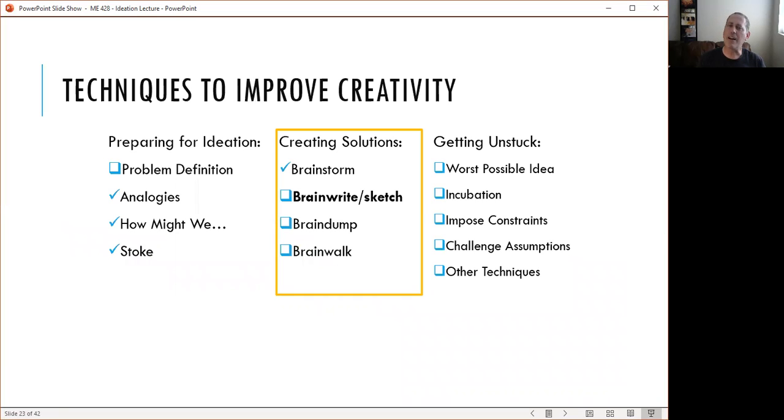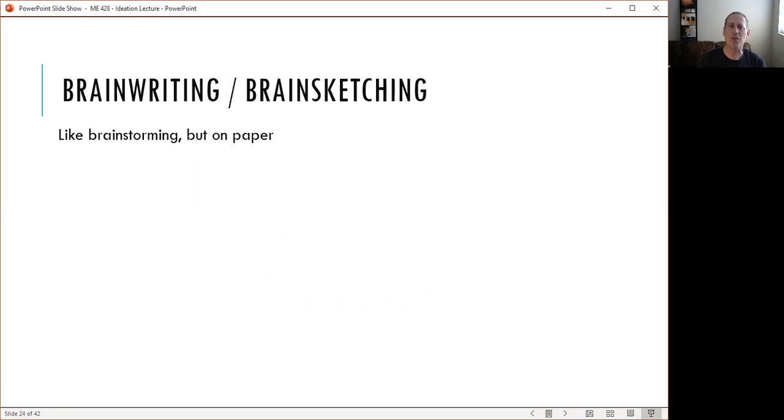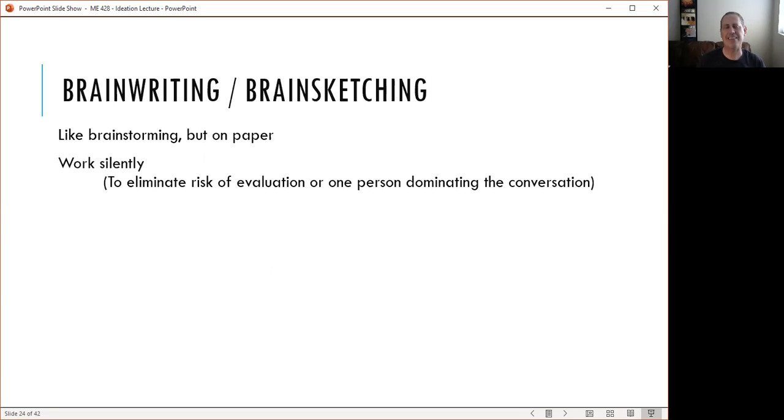Okay, let's talk about brain writing and brain sketching. So this is like brainstorming, but we're doing it on paper and we're doing it sequentially. So that's the interesting thing. You're going to work silently to write down ideas on a piece of paper or in a Google Jamboard page, but nobody's looking at your ideas while you're putting them down. So nobody can dominate the conversation. Nobody can critique your ideas. So it sort of avoids that risk that you have when you're doing things in a group.